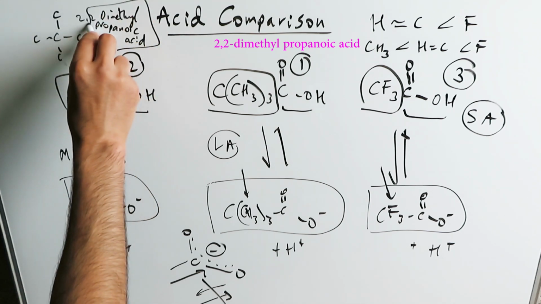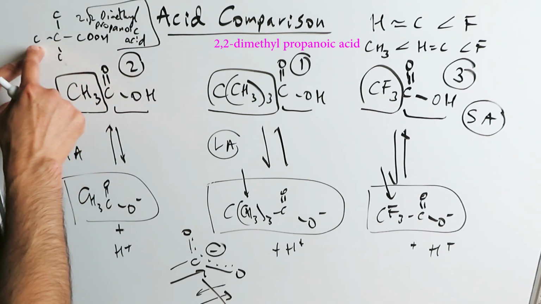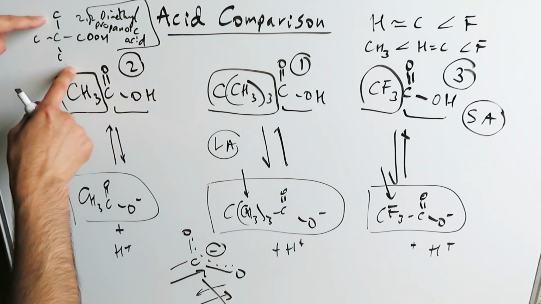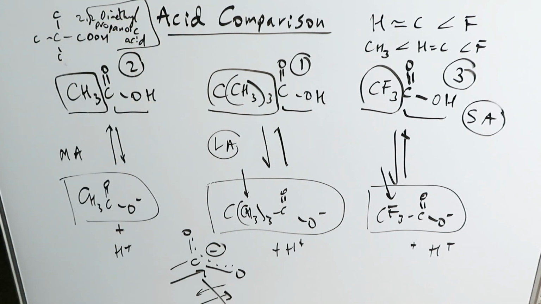I won't stress this too much because it's not an organic chemistry lesson, but this right here is 2,2-dimethyl propanoic acid, because it has a propane group with a carboxyl, and you have 2 methyl groups attached to your second carbon. 2,2-dimethyl propanoic acid, and that's what it is, and we'll leave it at that. And that will be the end of this video.